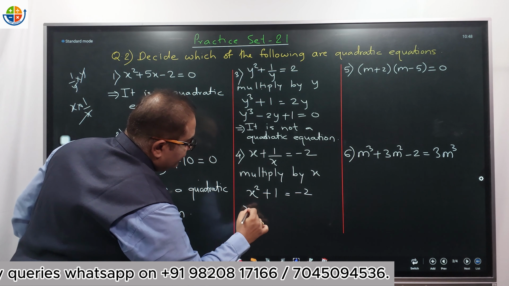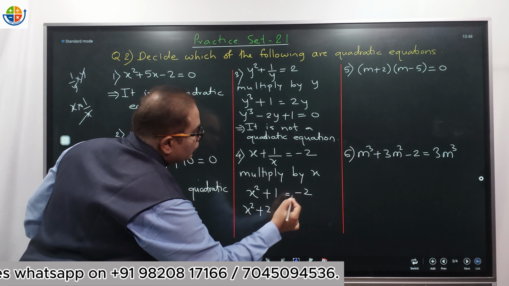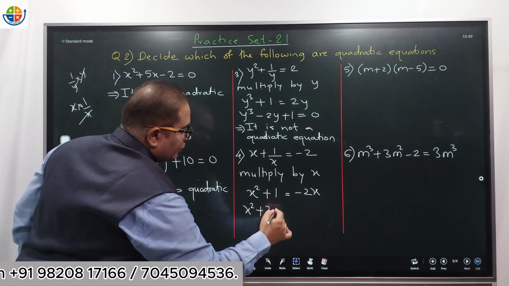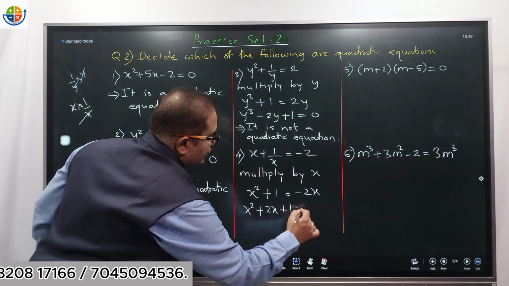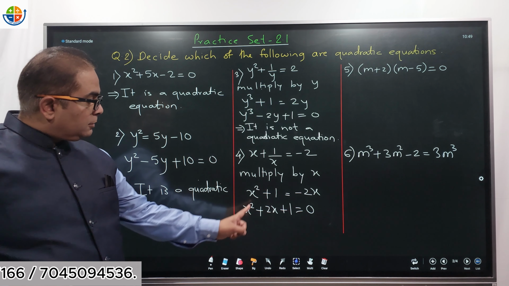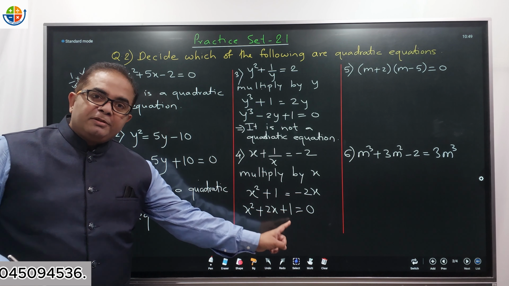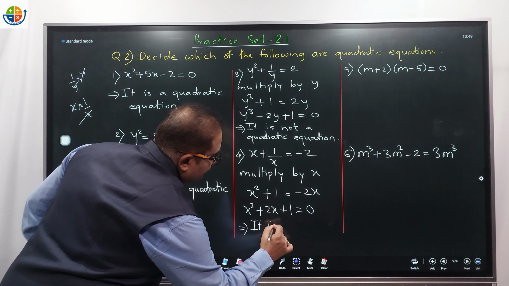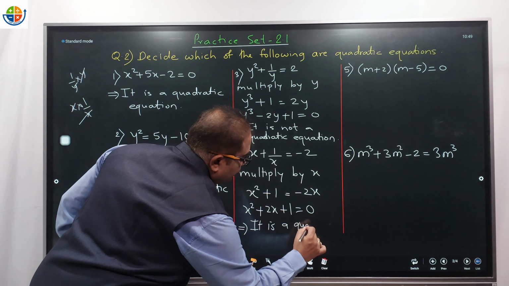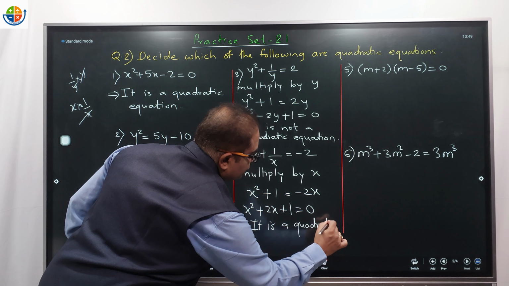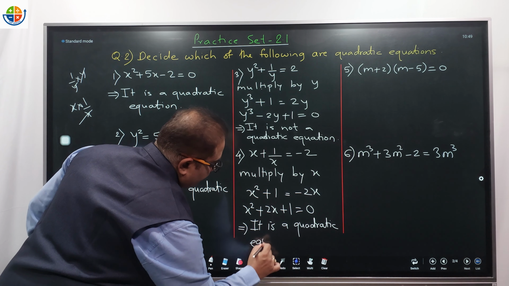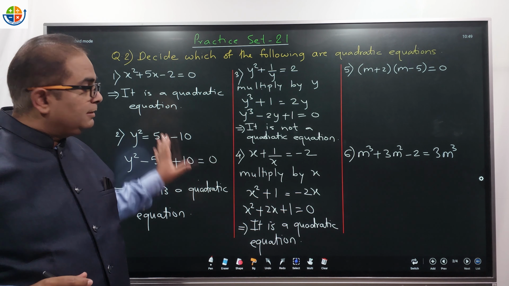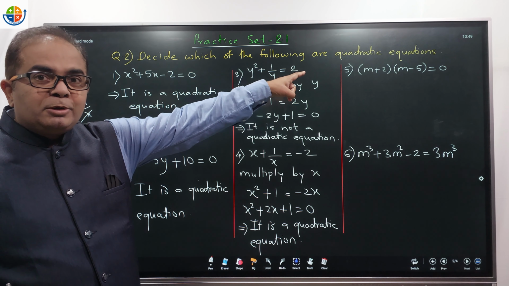माइनस 2 को लेफ्ट ले लेते हैं. x square plus 2, sorry, minus 2 into x is minus 2x. So minus 2x will be plus 2x plus 1 is equals to 0. Now I got ax square plus bx plus c is equals to 0. So what we'll write our answer? It is a quadratic equation. ये quadratic equation है. Understood? Easy है, right?